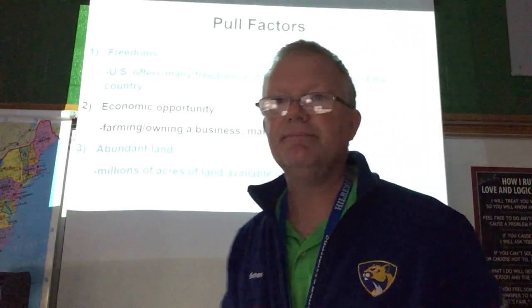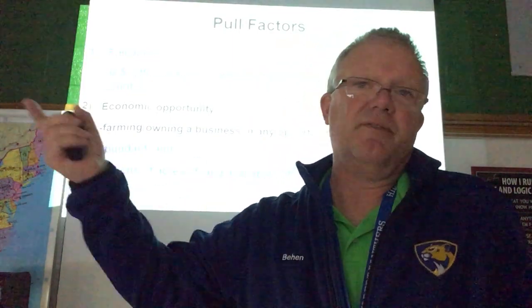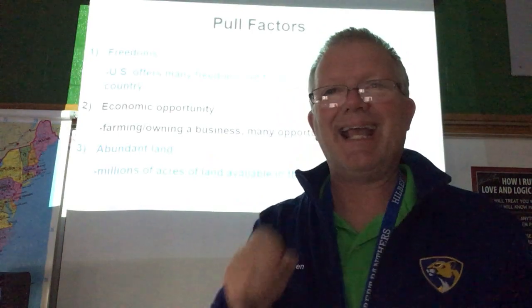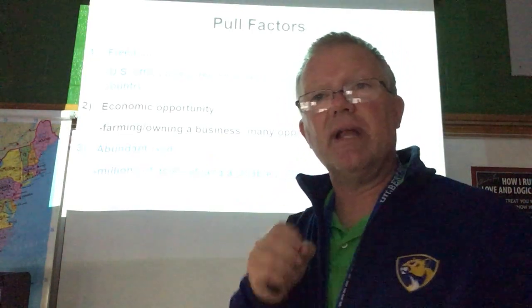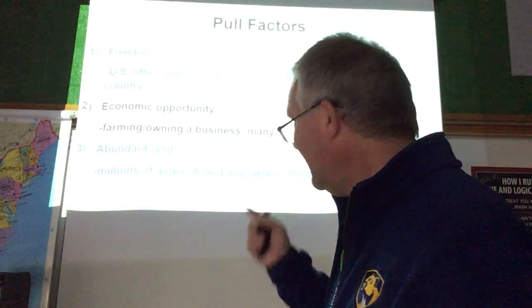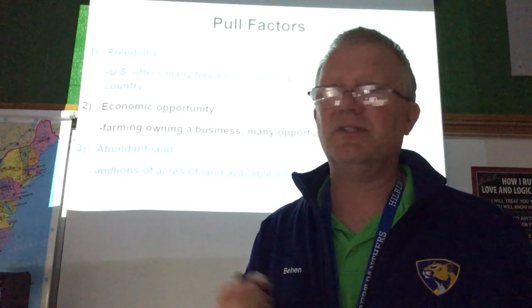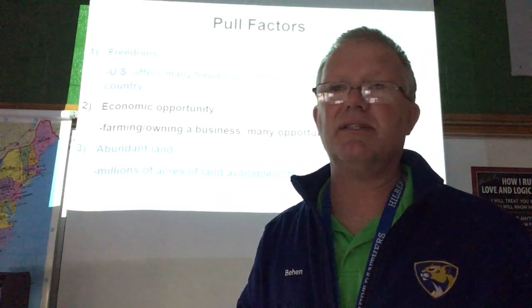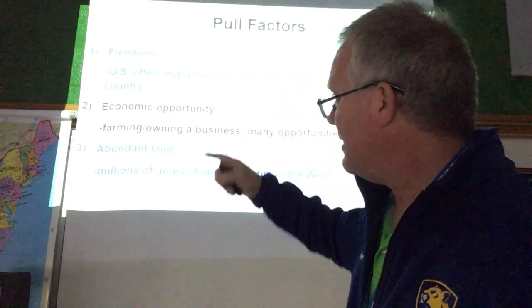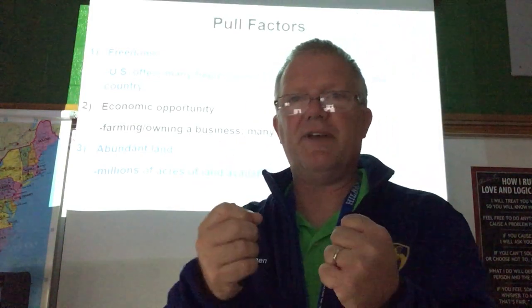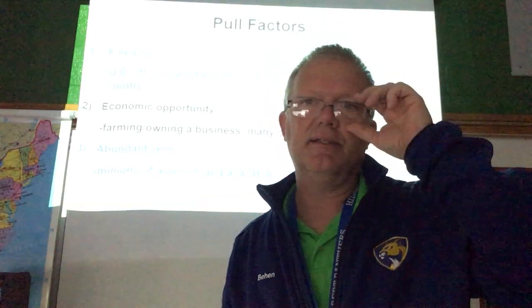Economic opportunity. You can come over, start your own business. You can come start a farm. You can come work in factories. You had many different economic opportunities that you could take advantage of in the United States that were not available to them in Europe. And then abundant land. We've got millions of acres out west just waiting for people to come out and start farming. And so freedoms, economic opportunity, and abundant land were pull factors that pulled people from Europe to the United States.